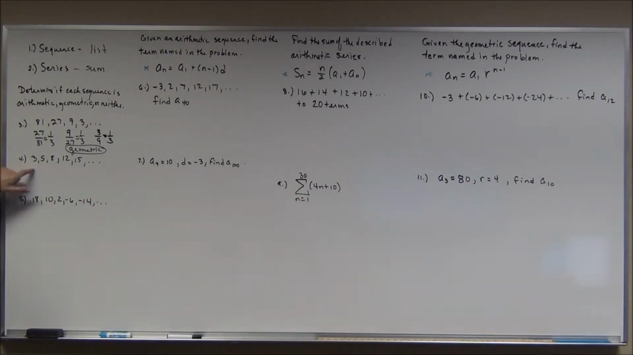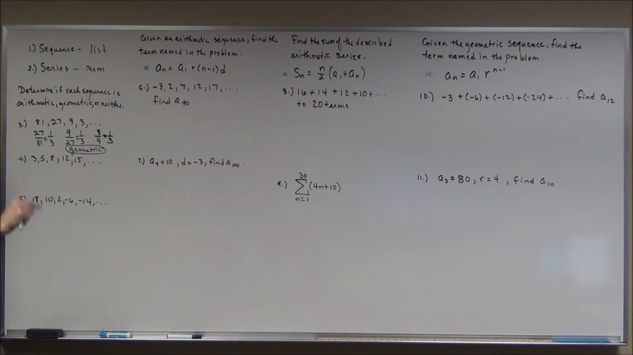All right, I'm going to try this one now. I'm going to see if it's arithmetic. So I'm going to see if it has a common difference. I can do this one in my head. Look, 5 minus 3, 2. 8 minus 5, 3. 12 minus 8, 4. They're all different differences. It's not arithmetic.